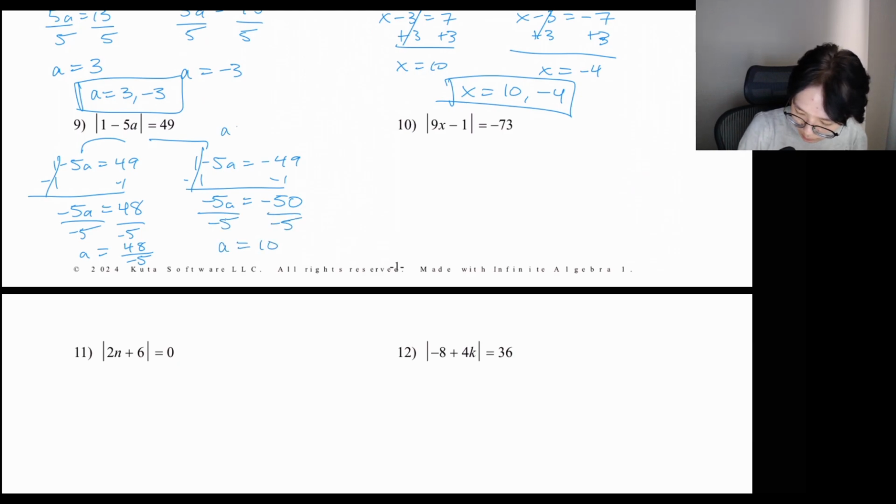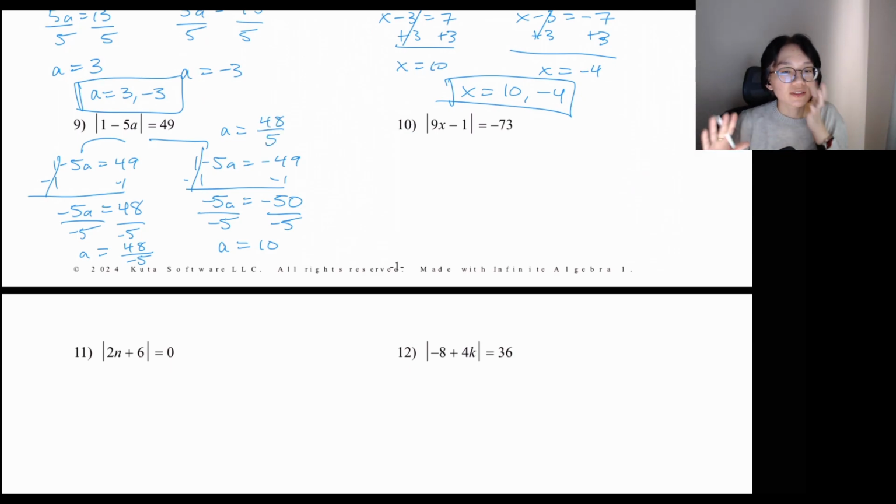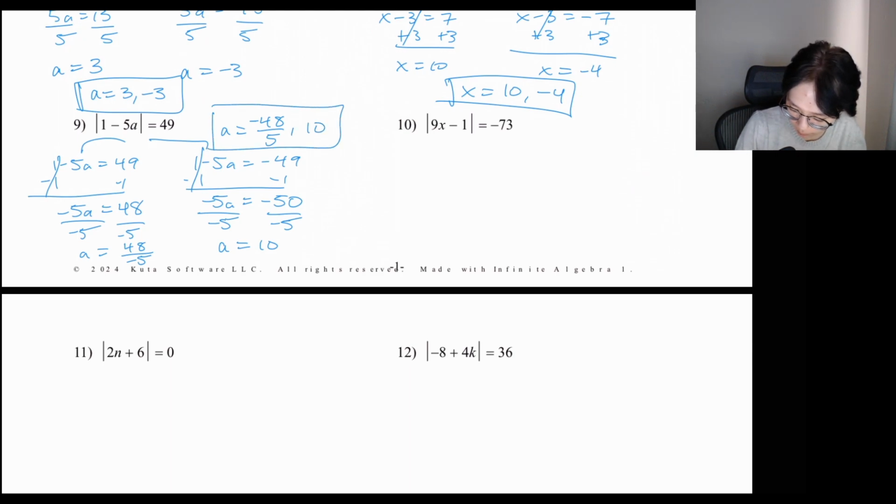So for this one, the answer is a equals 48 divided by 5. Technically, by convention, you try not to have negatives in the denominator. So it's the same thing as having negative 48 over 5, 10. Same thing over here.